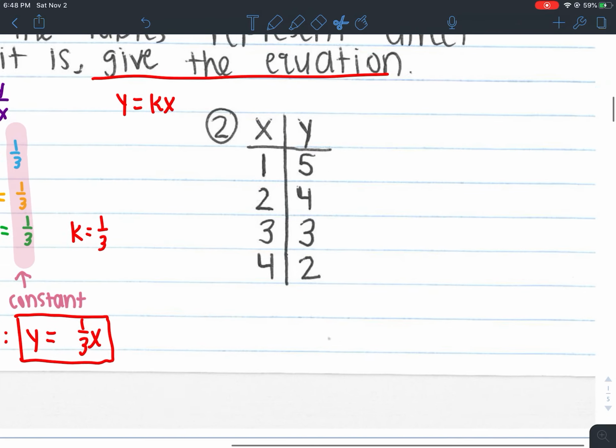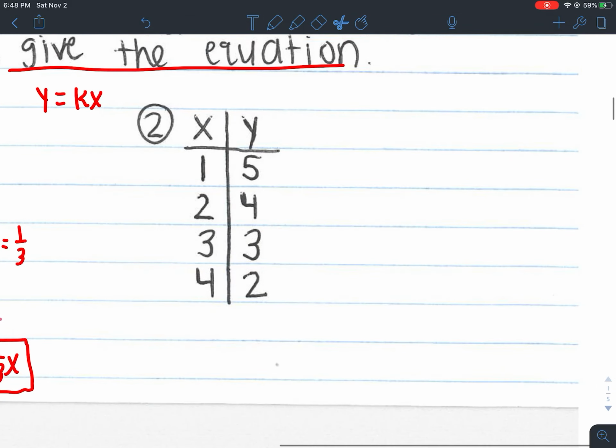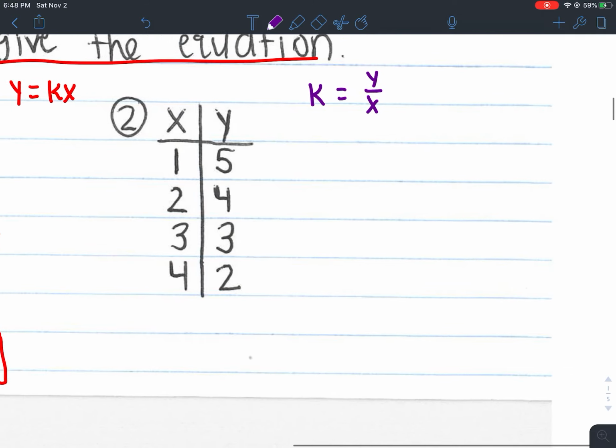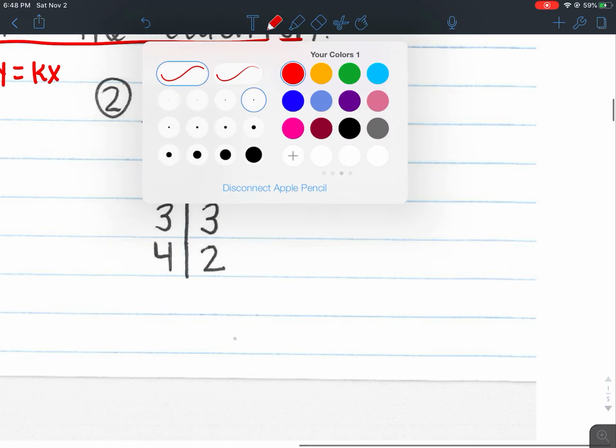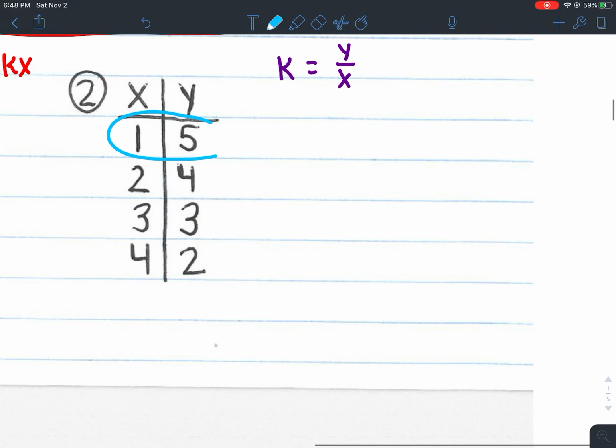Trying to move this stuff over. Okay, so let's move on to the second one. I want to remember that to find k, it's y divided by x. Remember, y is always on top. So let's go ahead and start.